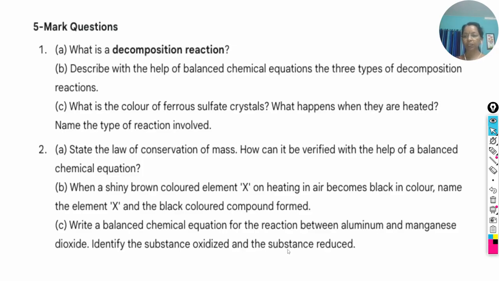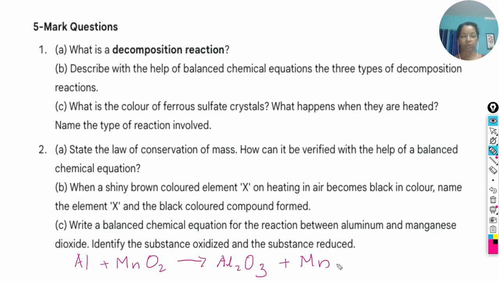You can try it yourself. The balanced reaction between aluminum and manganese dioxide, MnO2. Naturally you will be getting Al2O3, aluminum oxide, and manganese.